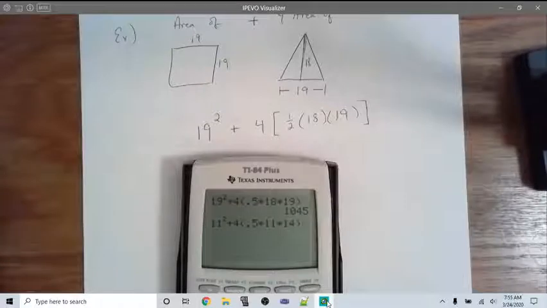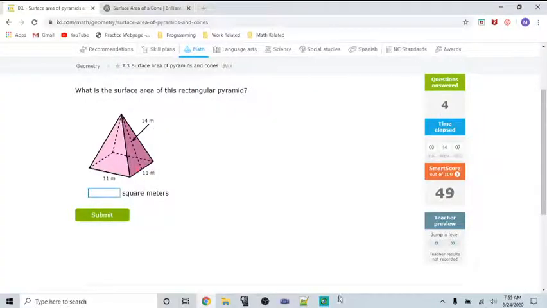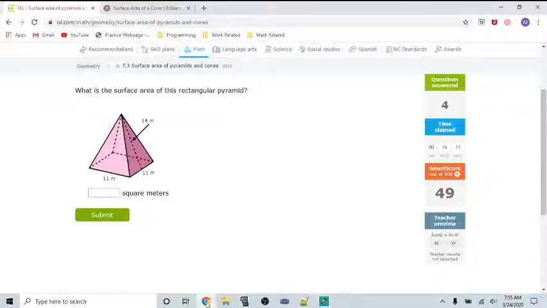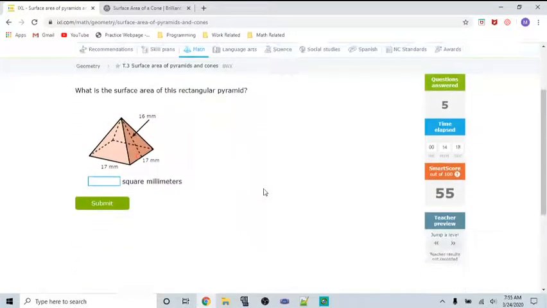So back to this one. Notice the difference here is that our square had an 11 for the side lengths. So instead of 19, I have 11. And then the height was 14 instead of 18. So going back over, we'll go ahead and hit enter. I see 429, and my hope is that is exactly what we're going to get. I almost typed the wrong number there, so that's good.